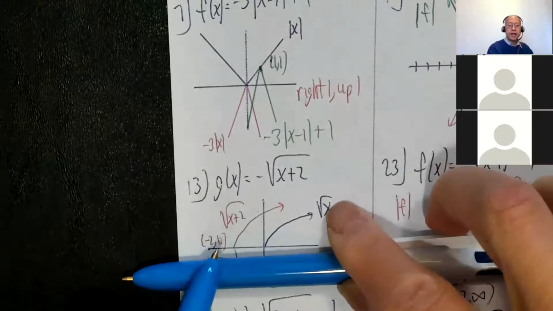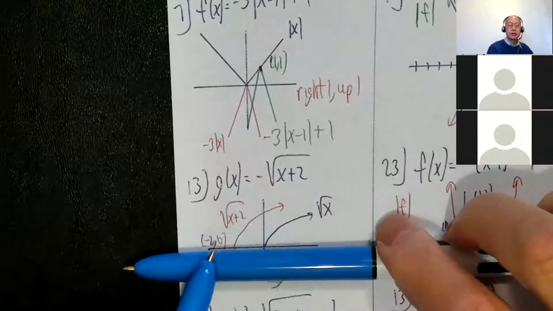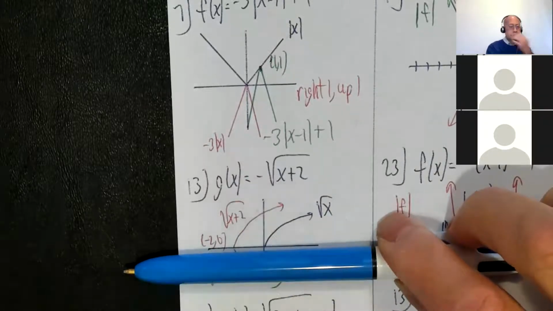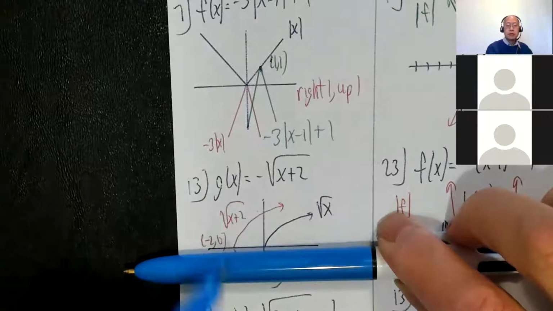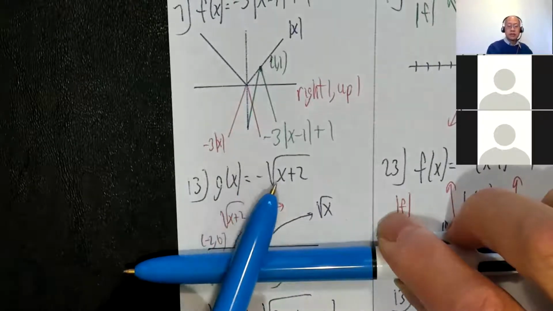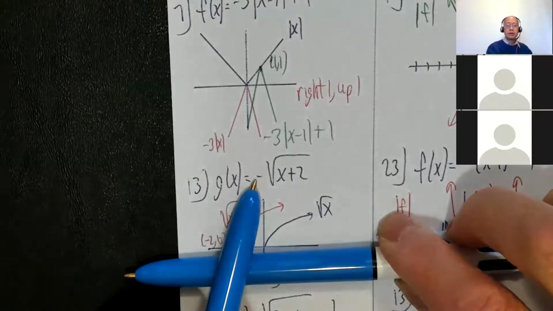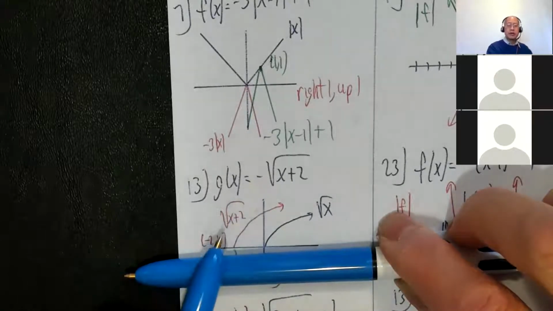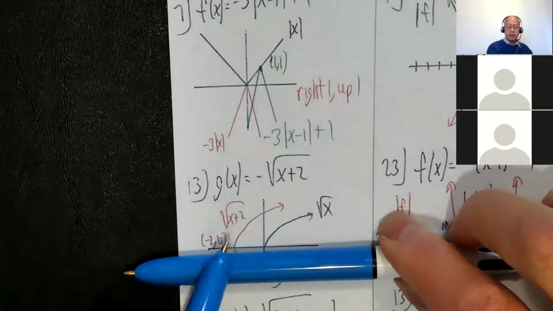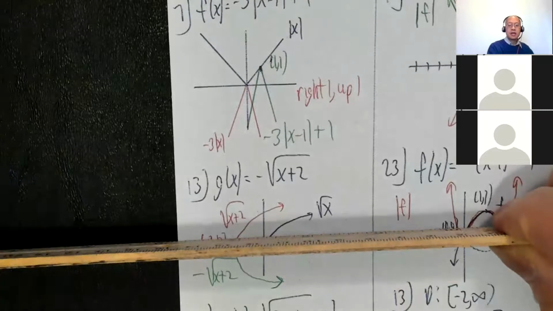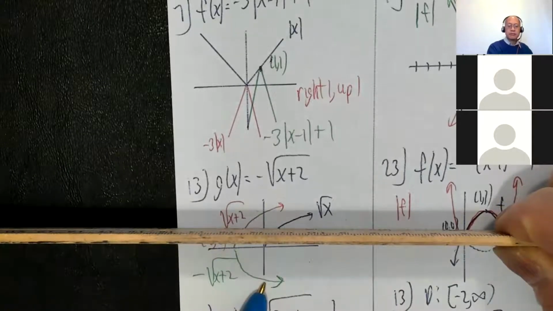So 0, 0 becomes negative 2, 0. By the way, what do you get when you plug in negative 2? 0. So this is square root of x plus 2. And now what does a negative do? Well, the positive numbers become negative. So that takes this red graph, reflects across the x-axis, and it bounces down to here.